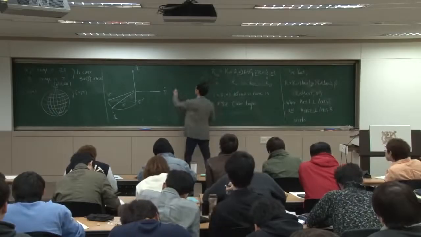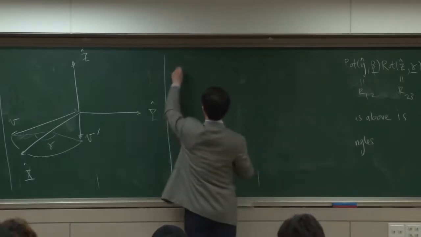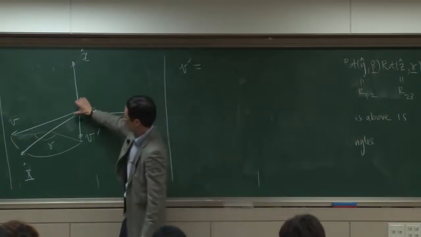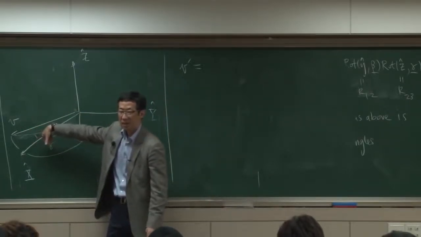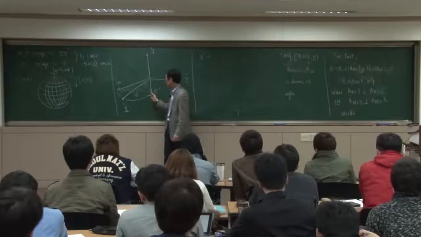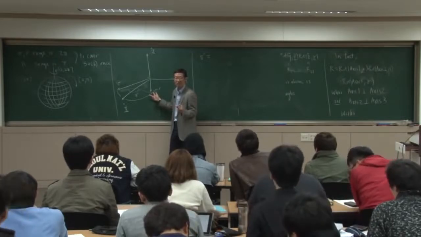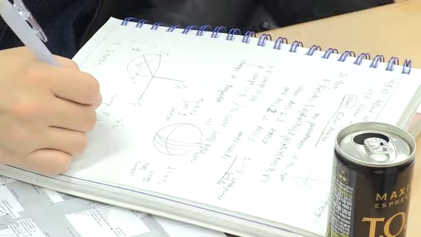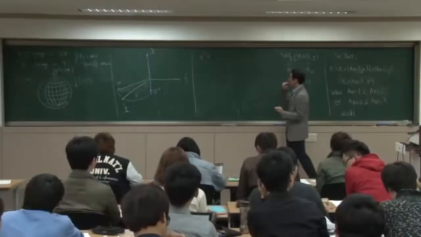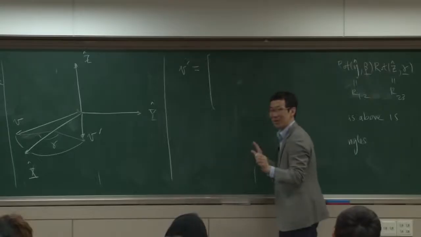Now, since we're rotating around the x-axis, it looks like the x component of v and the x component of v prime should be the same. But the y and z components are now different, right? So v prime, what does it look like? Well, let me write it down for you.